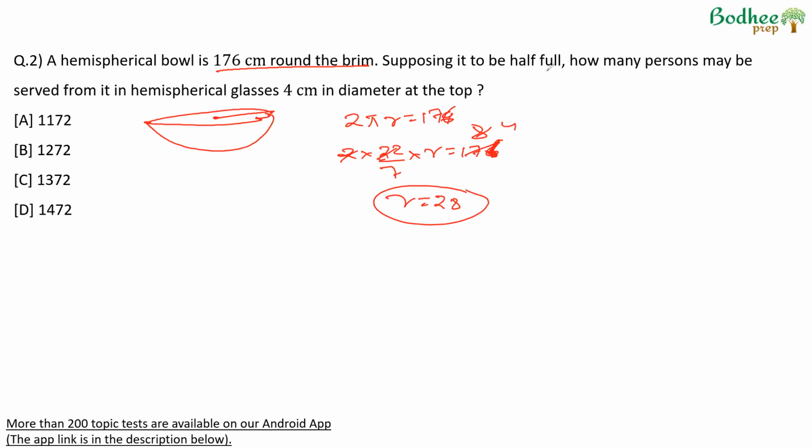Supposing it to be half full. If this is half full, the volume that it will have is half of the hemisphere. Hemisphere is 2 by 3 pi r cube, so 2 by 3 pi into 28 into 28 into 28. This is the volume that will be there in the hemispherical bowl.